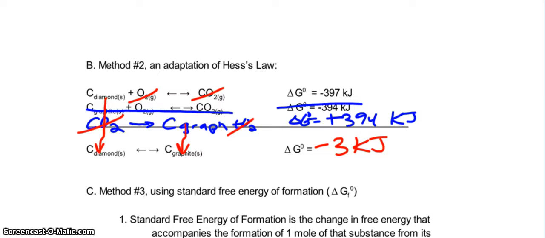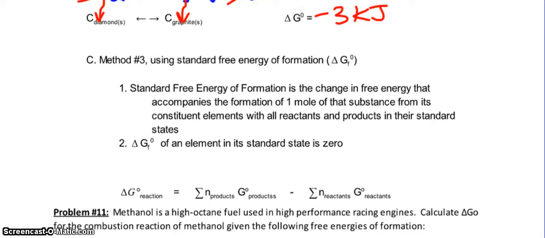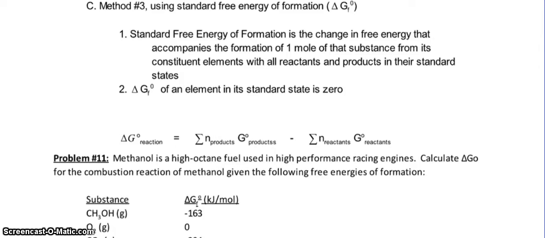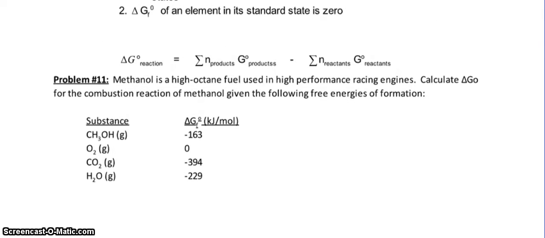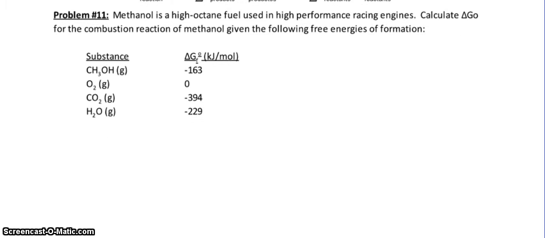Keep that in mind. And then finally, method number 3 looks just like what we've already done before. If I give you a chart of delta G values, you can do the same thing again. Hopefully this is starting to become old hat for you. Take the sum of the products minus the sum of the reactants. In this case, methanol is a high octane fuel used in high performance racing engines. Calculate the delta G naught for the combustion reaction of methanol given the following free energies of formation.